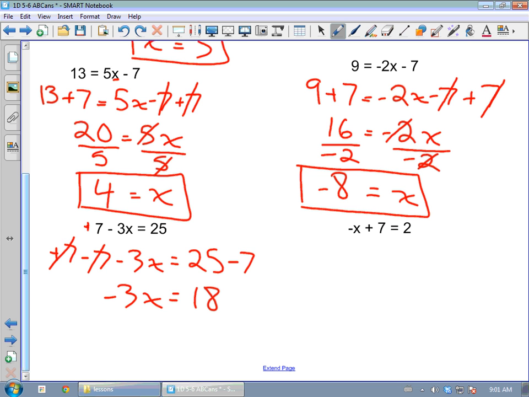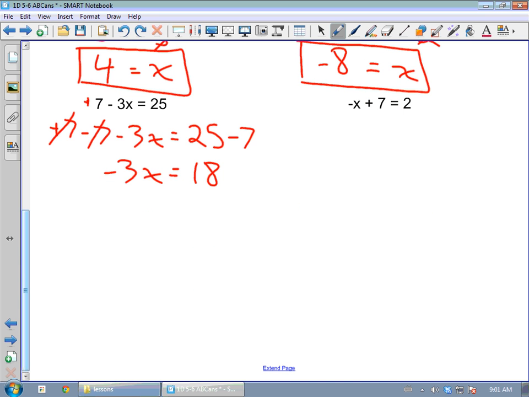And then, Nicole, we're back to you. Where do we go from here, Nicole? Then we have the negative 3x. Okay. All right, we're dividing both sides by negative 3, because we see negative 3 times x. And what is our final answer going to be here, Nicole? Negative 6. Excellent.